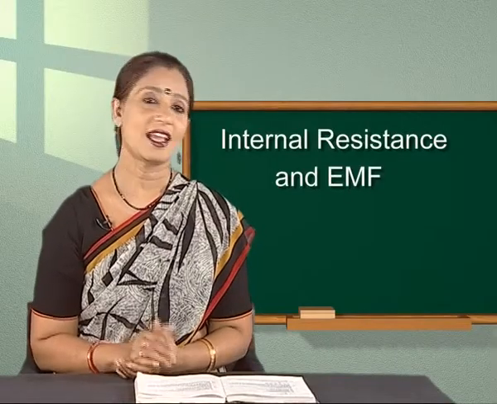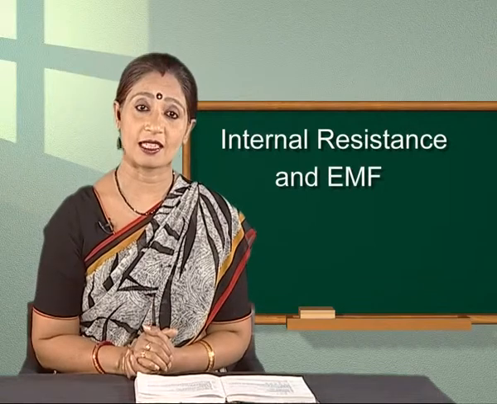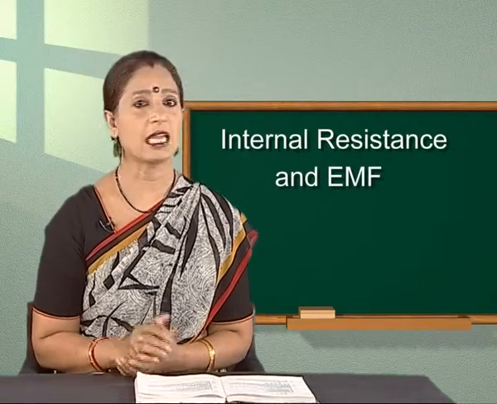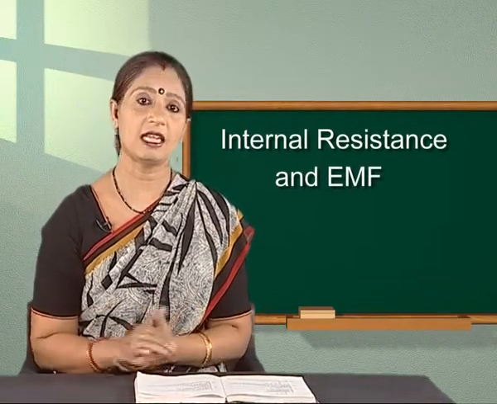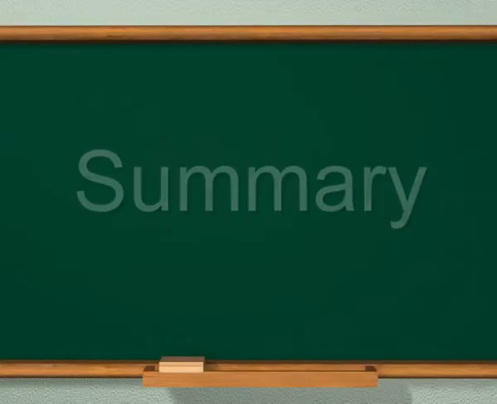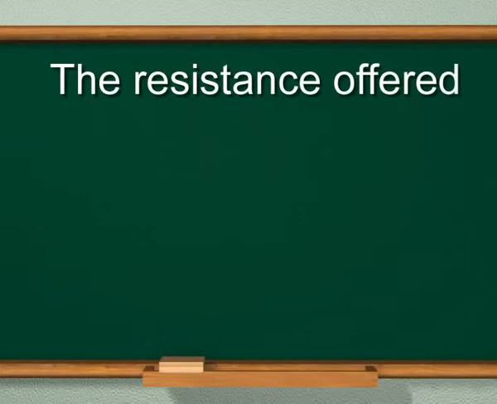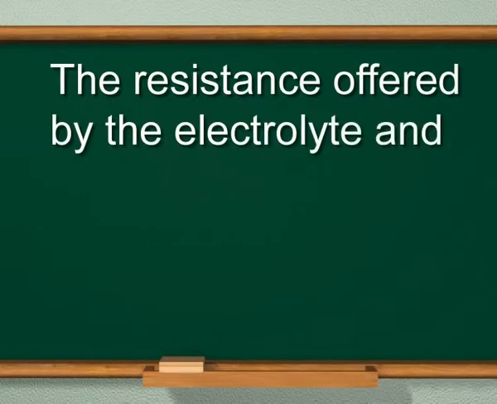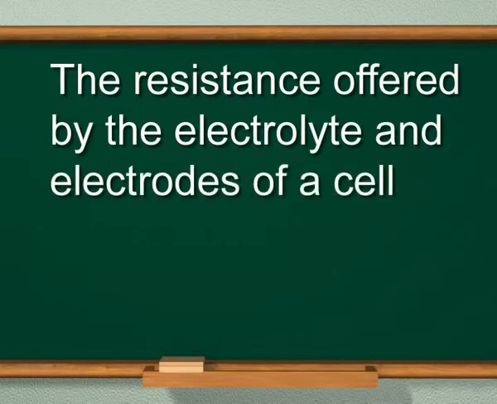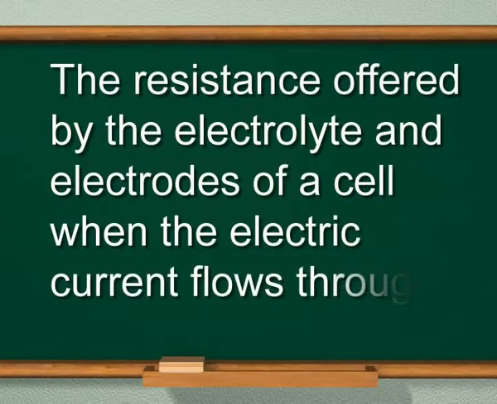Dear students, it's time to conclude this lesson by looking back at the main aspects that we have learnt in this class. Internal resistance of a cell is defined as the resistance offered by the electrolyte and electrodes of a cell when the electric current flows through it.